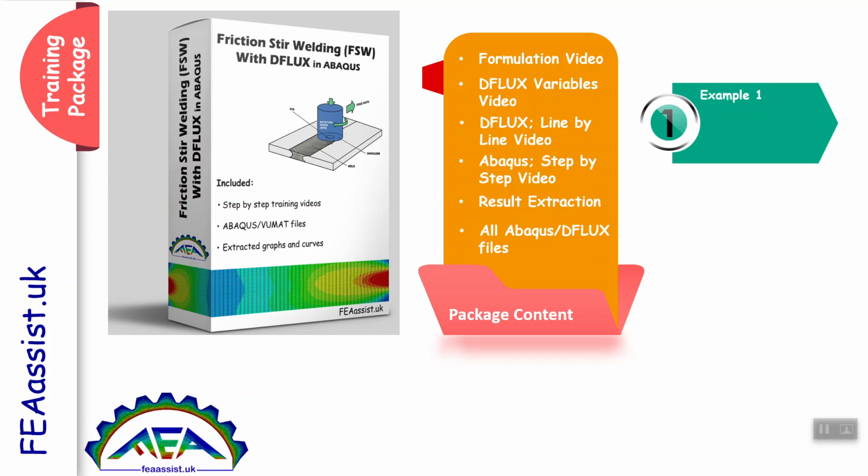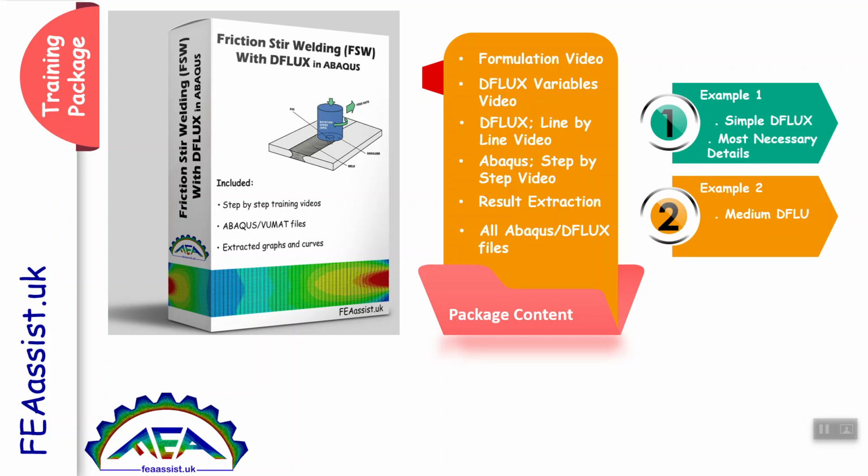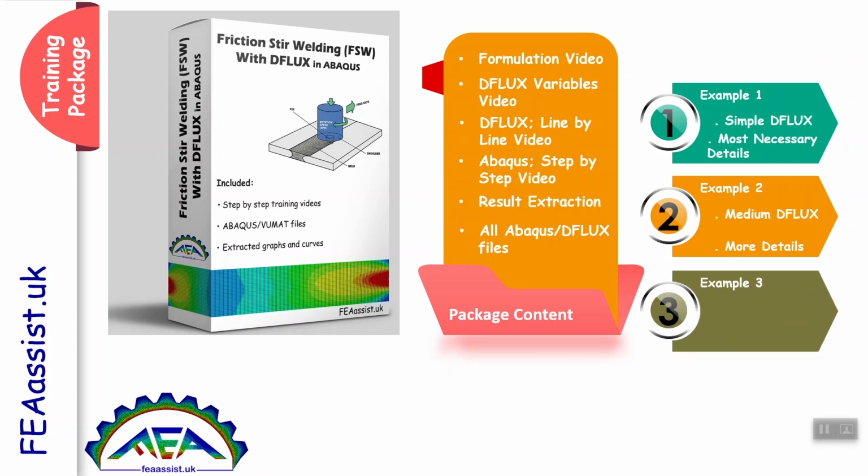This package includes 3 examples. Example number 1 is a simple DFLUX, and the most necessary aspects are explained. Example number 2 is a medium DFLUX, with more details explained for the experts. And example number 3 is FSW, where the DFLUX for FSW and FSW are explained with all details.